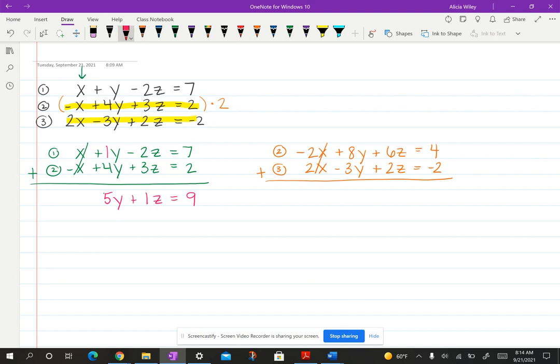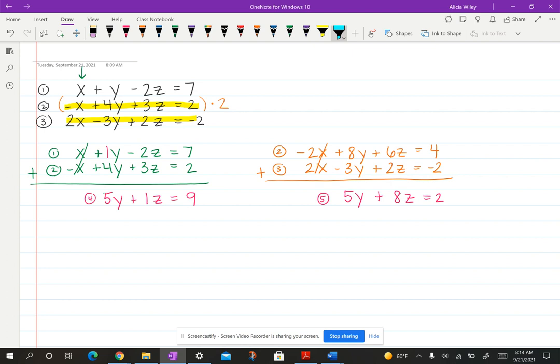What that's going to do is give me another equation. That equation is going to be 5y plus 8z equals 2. So call this equation 4 and equation 5. Just trying to stay organized here because there's a lot going on.